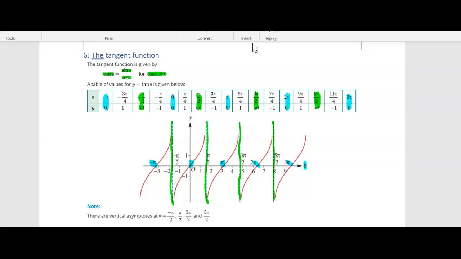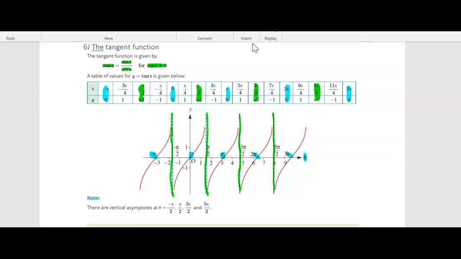All right, and basically that is when sine theta is equal to 0. Because if your numerator was equal to 0, then your whole fraction would also be equal to 0. Okay, so that's why knowing your exact values can help you with your tan graphs.